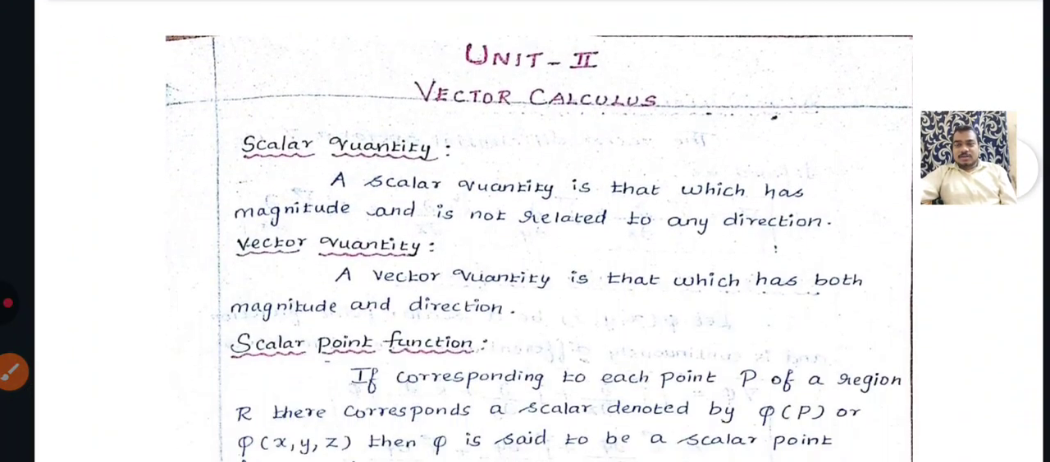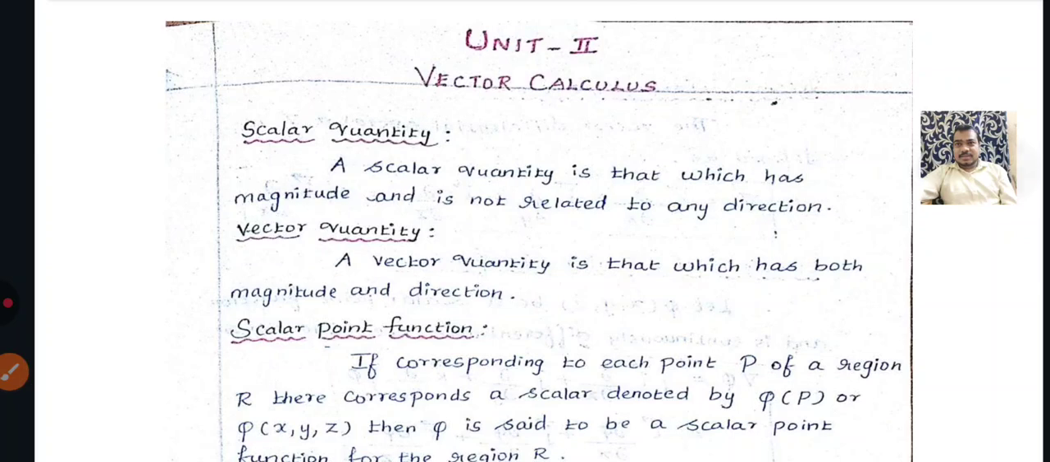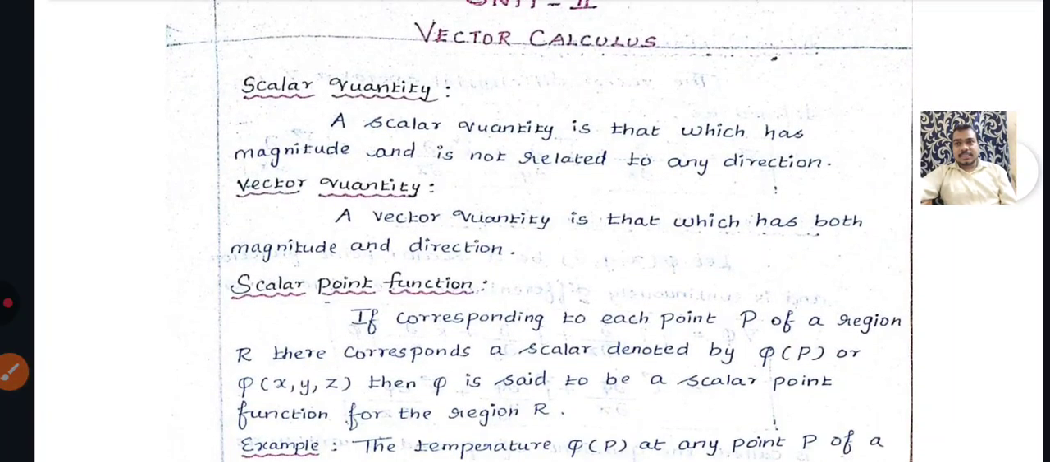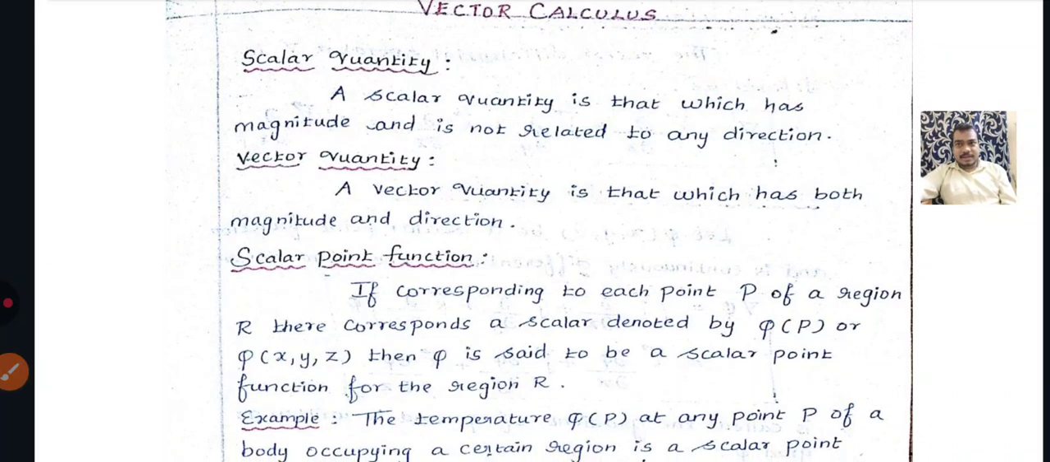Hello all, today we are going to discuss vector calculus. First we have to see the scalar quantity. A scalar quantity is that which has magnitude and is not related to any direction. That means it is represented as a magnitude. Next we have to see the vector quantity. A vector quantity describes magnitude and direction.